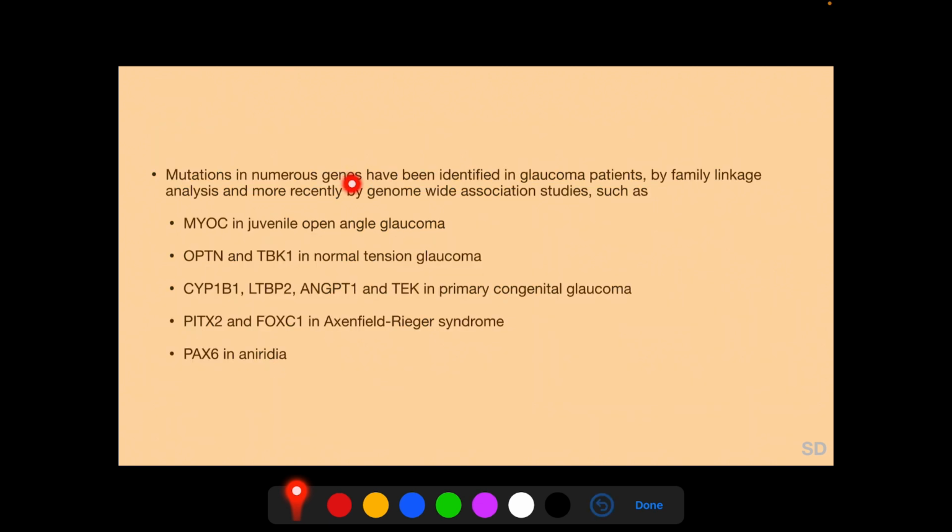Mutations in numerous genes have been identified in glaucoma patients by both family linkage analysis and more recently by genome-wide association studies. And a few notable examples include MYOC in juvenile open-angle glaucoma, OPTN and TBK1 in normal tension glaucoma, CYP1B1, LTBP2, ANGPT1 and TEK in primary congenital glaucoma, PITX2 and FOXC1 in Axenfeld-Rieger syndrome, and PAX6 in aniridia.